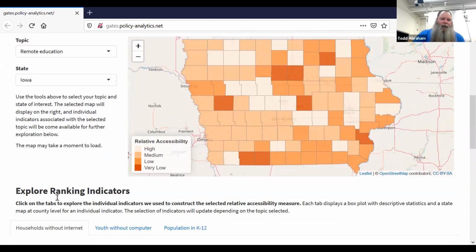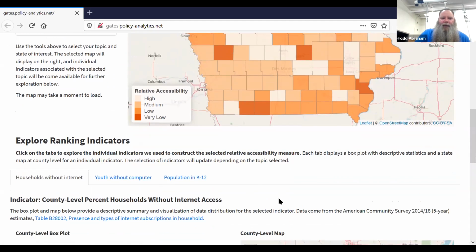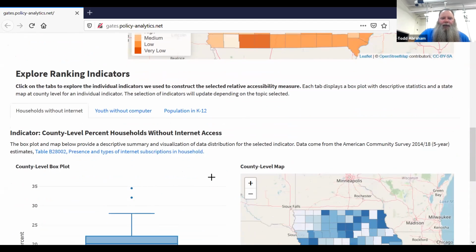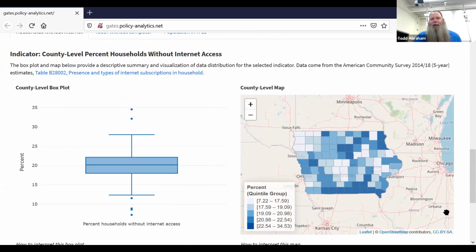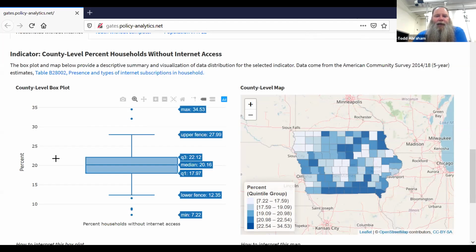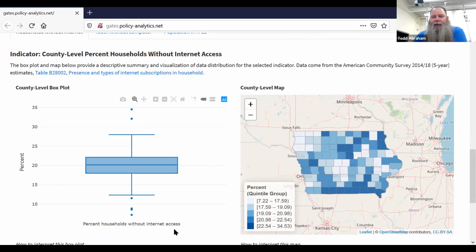But what's really neat here from an index construction standpoint is that we can actually get down to one level below that and look at the indicators, the individual pieces of the puzzle that make up telework barriers, tele-education barriers. And so here we can see that there's percent households without internet access. That's important, but does it do you any good if you happen to live in an area that has a high prevalence of internet access, but you don't have a computer? 2 different pieces of the same puzzle.